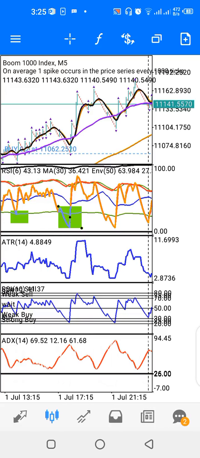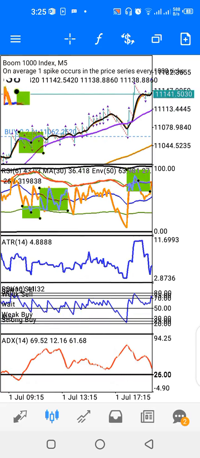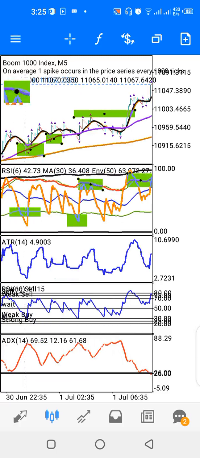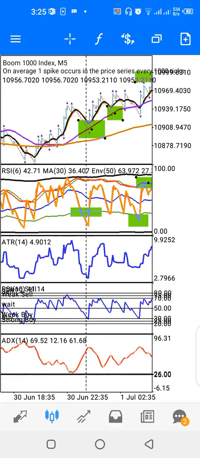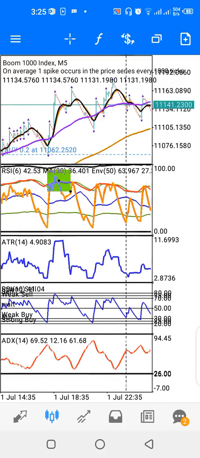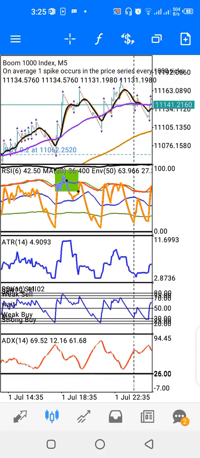For crash index, the reverse is the case. This is your sell area for crash index, where you have the red and the orange line going above the upper envelope band, like you have around here. That's your sell signal for crash index. But we are looking at Boom index for the purpose of this video, so we only look for buy signals.